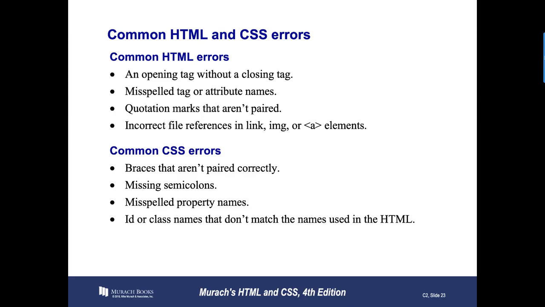Common errors that you can make in CSS are you have braces that are not paired, or maybe you forgot to put in a closing brace. Maybe you forgot a semicolon at the end of a declaration. Maybe you misspelled a property name or a value name. And ID or class names that don't match the names used in the HTML. Now, that last one, ID or class names that don't match names used in the HTML, I don't know of a validation service that's going to help you do that, but just know that's something that can happen.